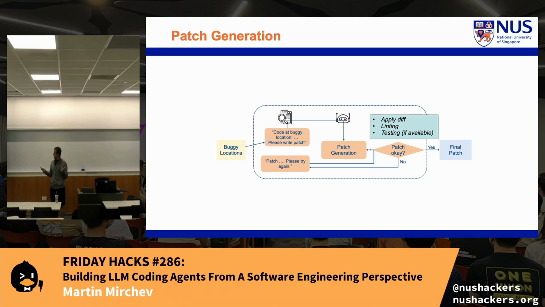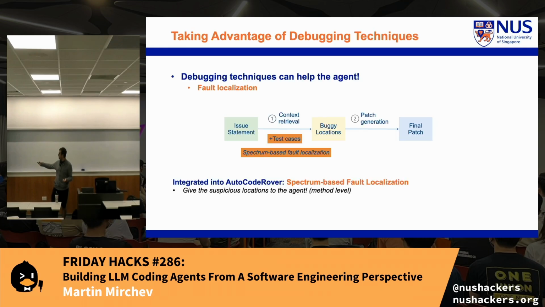Now, this is quite nice, and it's a very simple agentic system. The next step is that there is a lot more information that we're still not utilizing. There are a lot of techniques that have been developed for people that can also be given to a language model, because this is still structured information that it can ingest and process. That's really one of the strong points of language models. One of the things commonly developed in the literature has been spectrum-based fault localization.